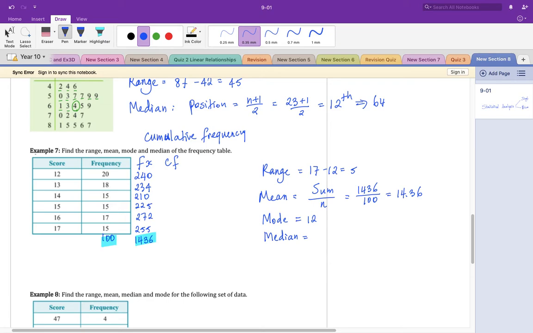So at the start you have 20. And then for 13 there are 18 of them. So cumulatively you have 18 plus 20, 38. So that means up to the end of 13 there are 38 scores in total, right? And there are 15 14s. So do 15 plus 38, 53. And then you just do whatever this number is plus the number you had from previous. So 15 plus 53, that's 68. 68 plus 17, that's 85. And then 15 plus 85, it will give you 100.